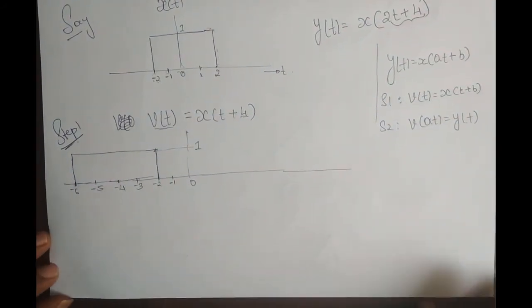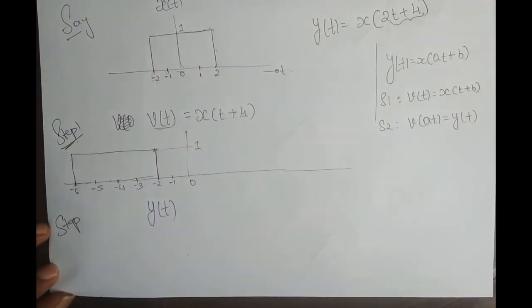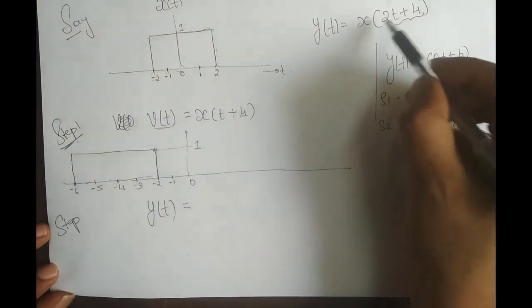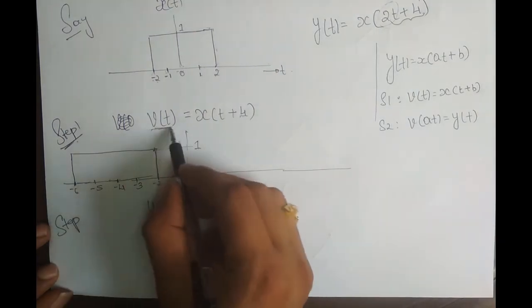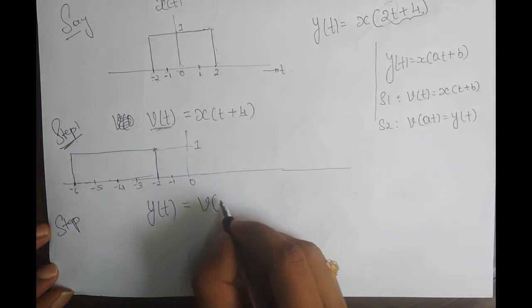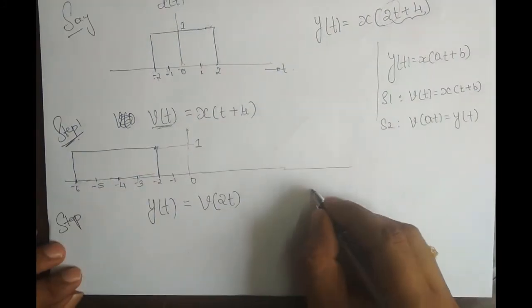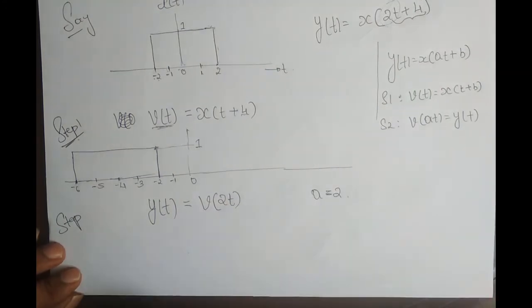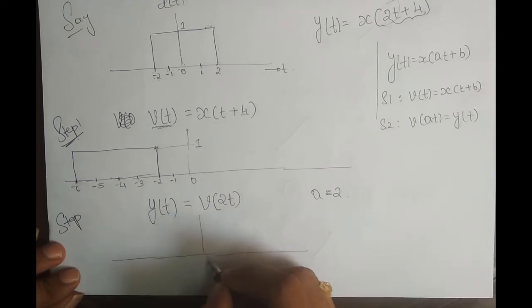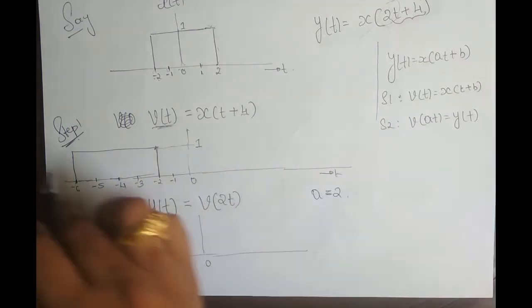Now what is step 2? Step 2 is to get the resultant signal y of t, and this involves the scaling operation, and that scaling operation has to be performed on the intermediate signal. So v of at, but what is the value of a? It is 2t, right? So the value of a is 2, right? Now how do I scale this signal? I have to take the inverse of a, which is 1 by 2, and I have to multiply it everywhere in v of t, right?